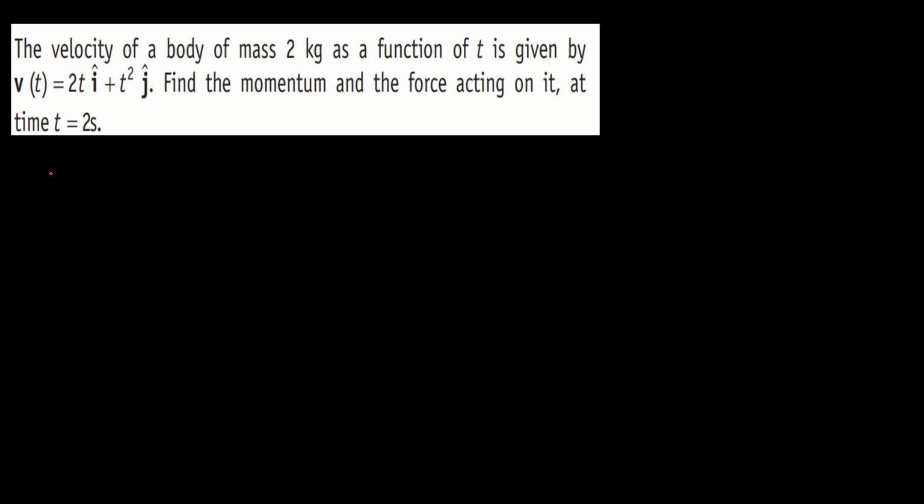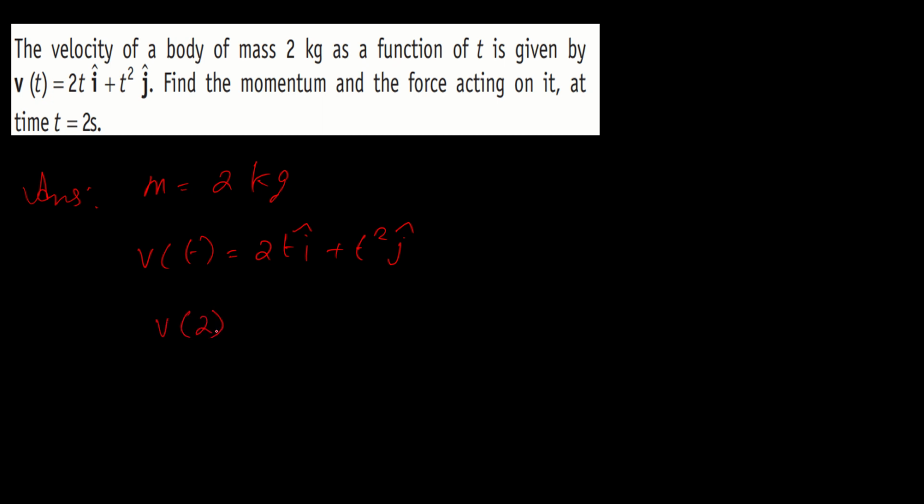Next question, an interesting one. This question is also expected. In this question, mass is given, m is equal to 2 kg. Velocity of the body is given, v of t is equal to 2t i cap plus t square j cap. We have to find the momentum and the force acting on it. First of all, we have to find the velocity of the body at t is equal to 2 seconds, then only we can find the momentum and the force.